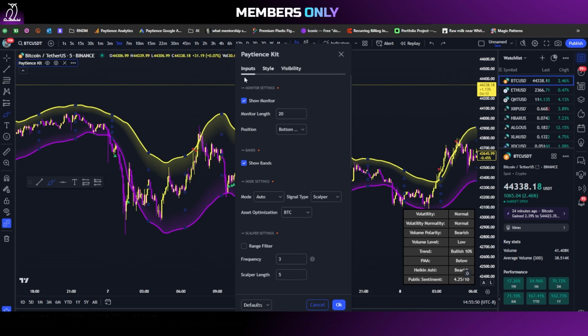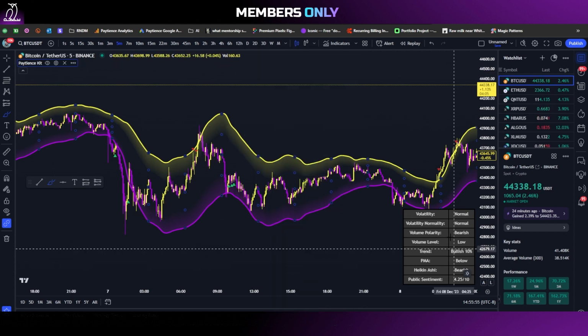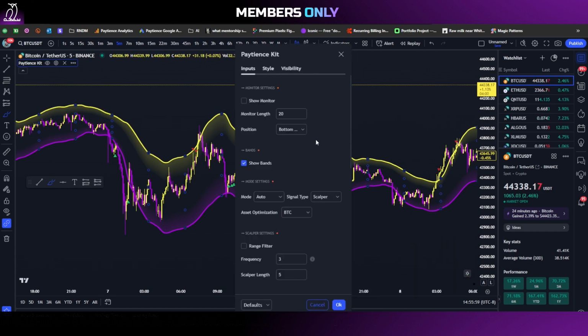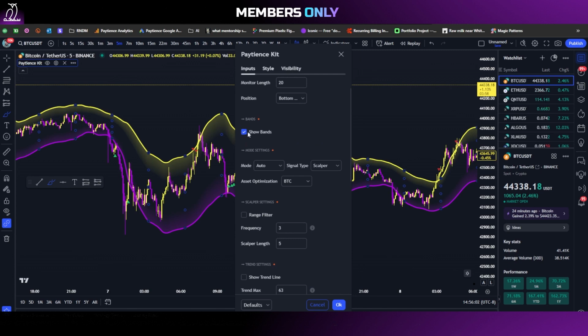First thing we're going to do, turn on the Patience kit. I am going to turn off the monitor. That's on the bottom right, the monitor. We're going to turn that off just because we won't be using it for scalping. We're going to make sure the bands are on. We're going to make sure the mode is on auto unless you want to use a custom mode. And we're going to make sure we're on Bitcoin. We're going to make sure we're on the scalper mode. Okay, so auto, scalper, and Bitcoin. We also have the trend mode. We have all of these altcoin modes. And if you want to use any of these altcoin modes, make sure you're on custom.